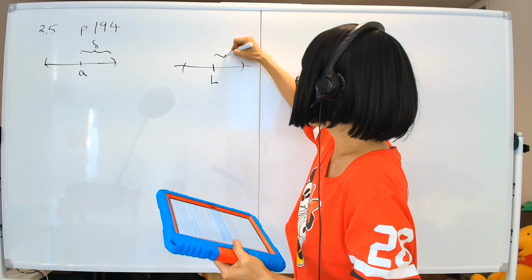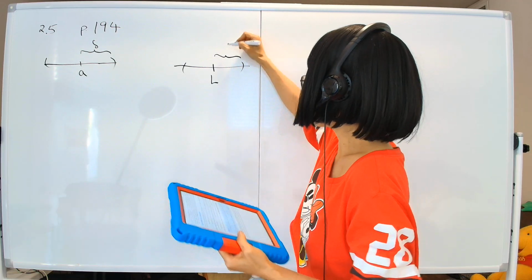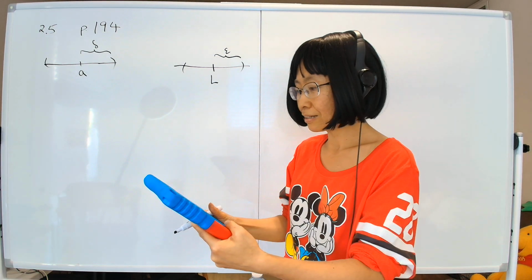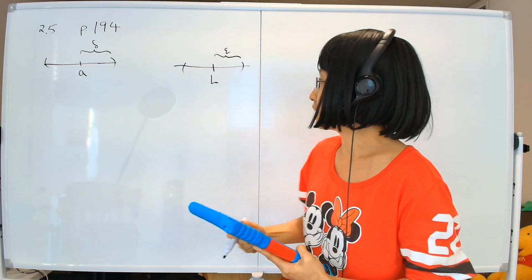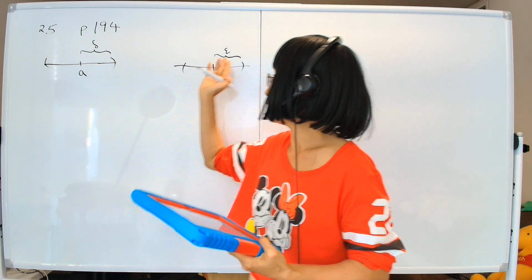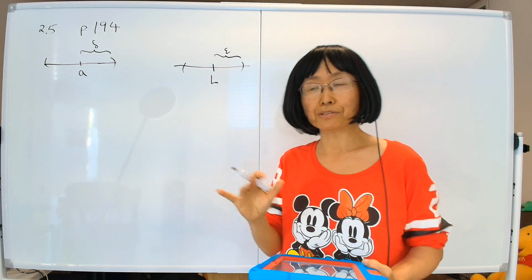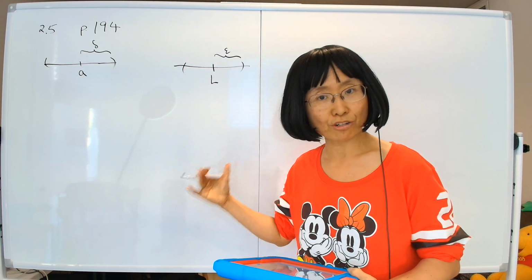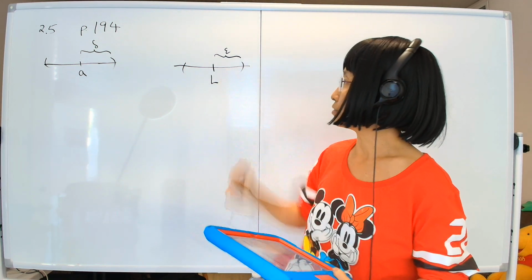This distance is epsilon, which is a Greek letter. Mathematicians love Greek letters, so that's why we choose delta and epsilon. Epsilon is the Greek letter E, and in English we choose epsilon because it stands for error. This is the error tolerance.